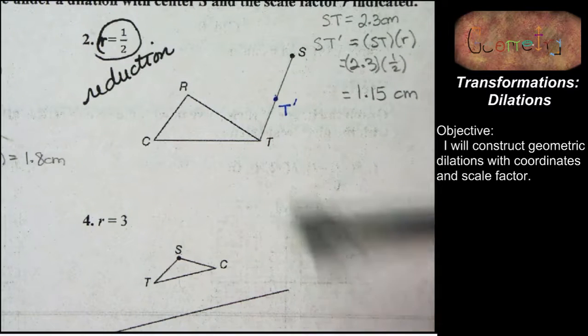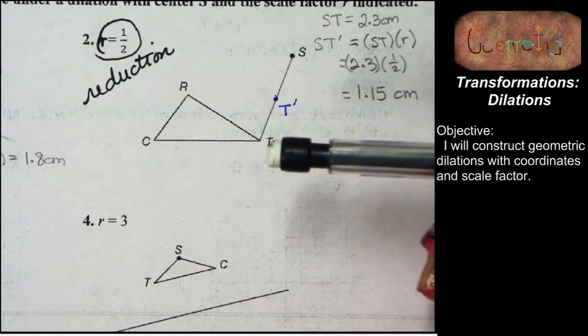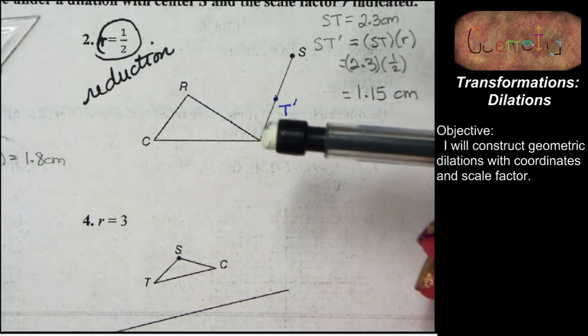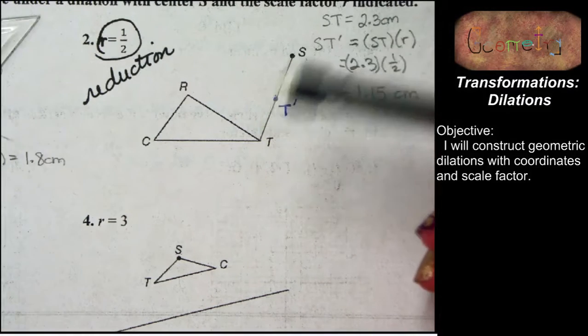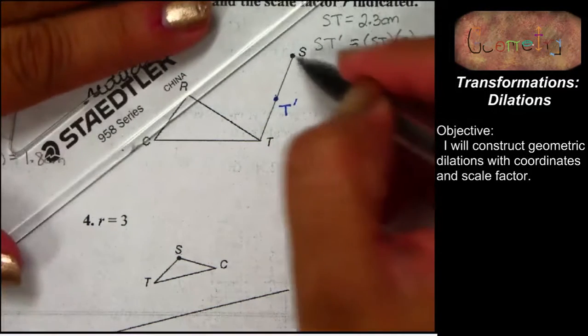Repeat for every vertex. Okay? So go ahead and repeat with me. I'm going to do the steps again. I'm going to do it a little faster than I did the first time so that you can see what we're doing.